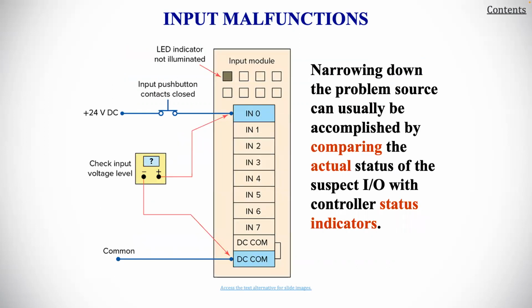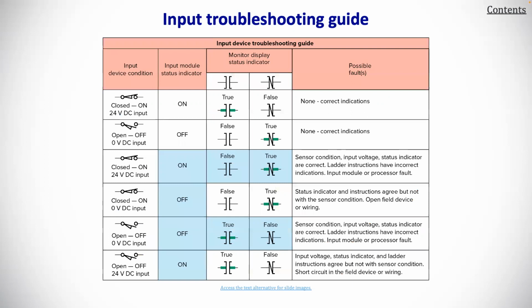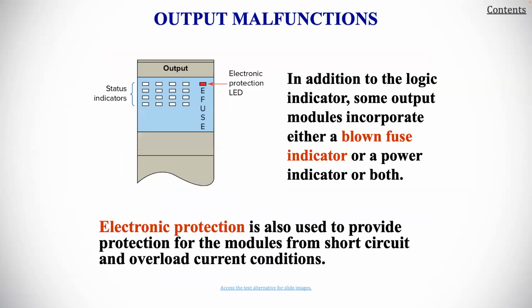Here would be an example of input malfunctions. Narrowing down the problem source can usually be accomplished by comparing the actual status of the suspect I/O with the controller status indicators. I'm not going to go through this, but here are some troubleshooting guides that would be handy to help you trace down where an error is occurring.